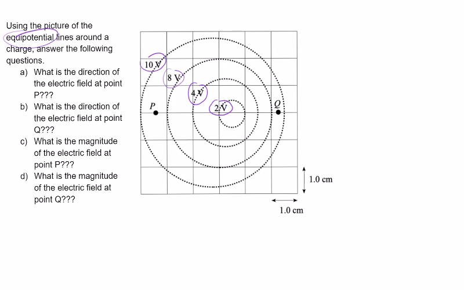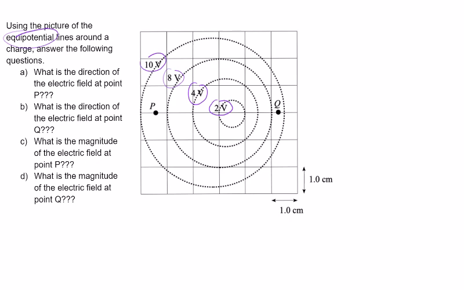The first question wants to know what is the direction of the electric field at point P, and the next one asks what's the direction of the electric field at point Q. If you remember, electric fields are just going to be perpendicular to the actual equipotential line. So if you have lines showing the electric potential, the electric fields are going to be perpendicular to that.